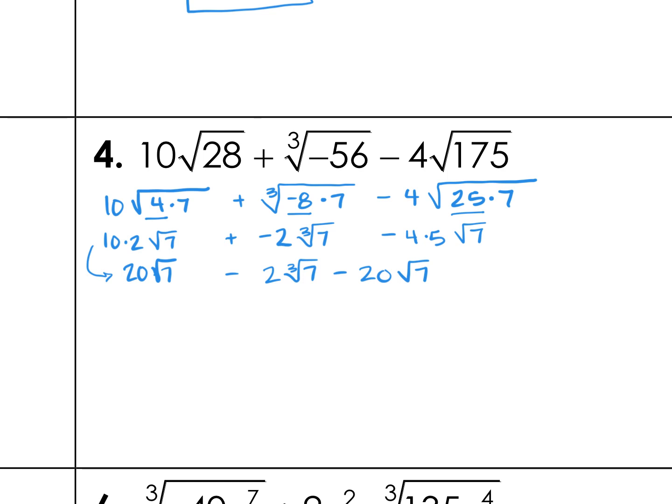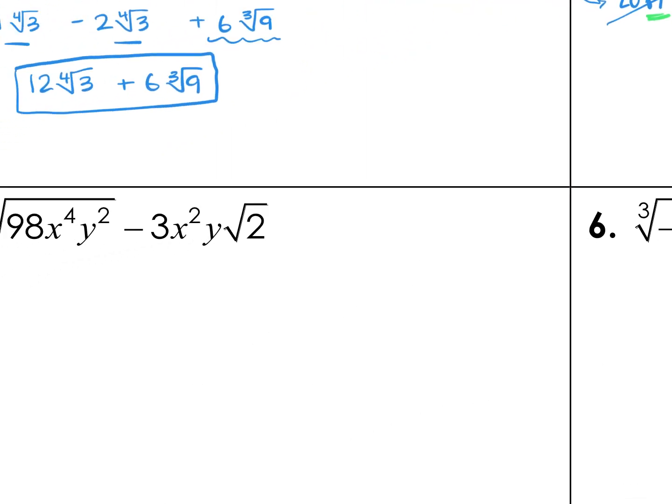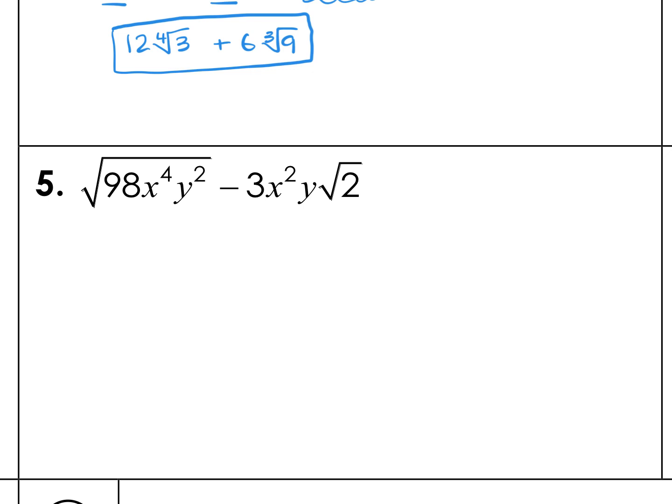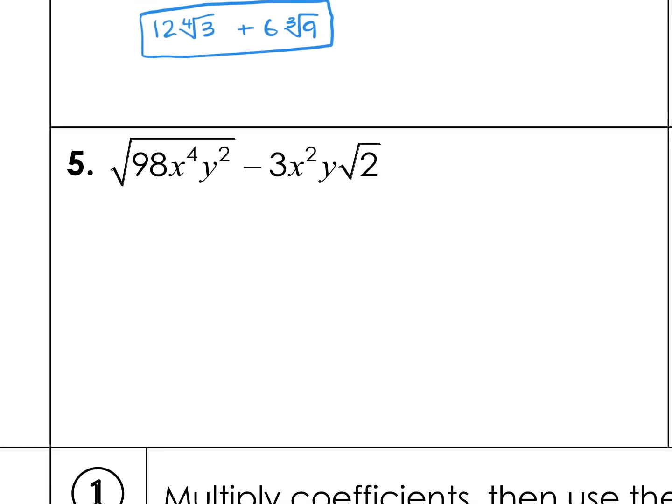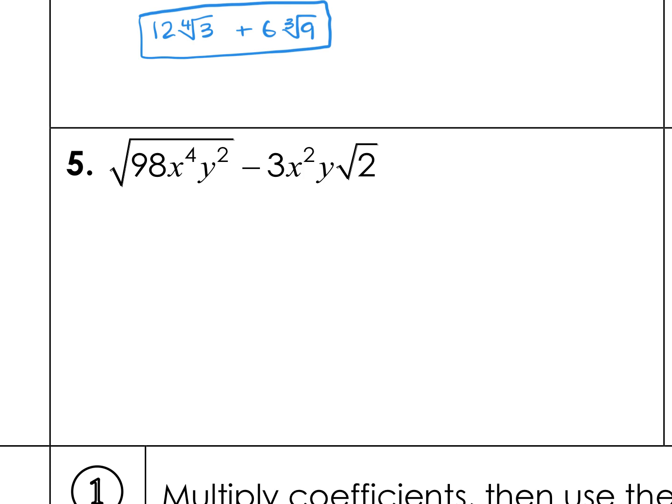The like terms are going to be the things that are exactly the same, the square roots of 7. So we end up with 20 root 7 minus 20 root 7 cancels each other out, and we're just left with negative 2 cube root of 7. The cube root of 7 and the square root of 7 are not like terms. So try number 5.